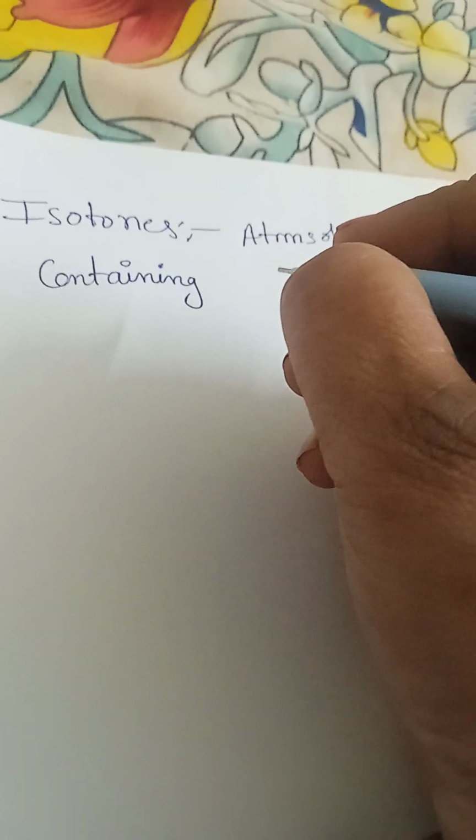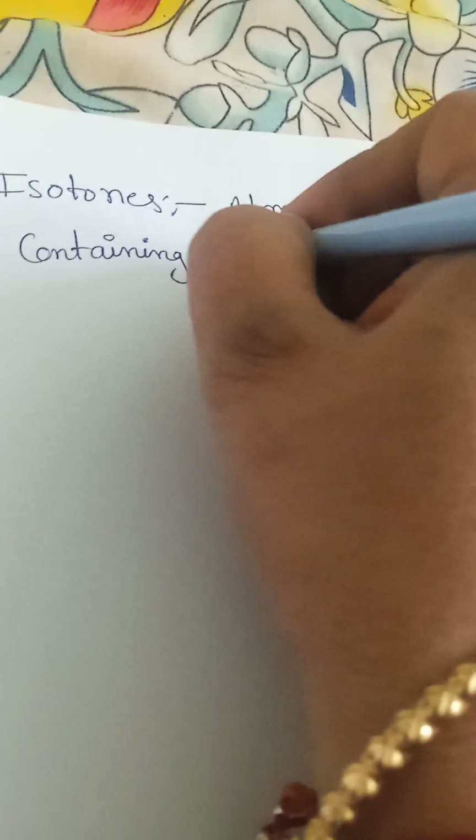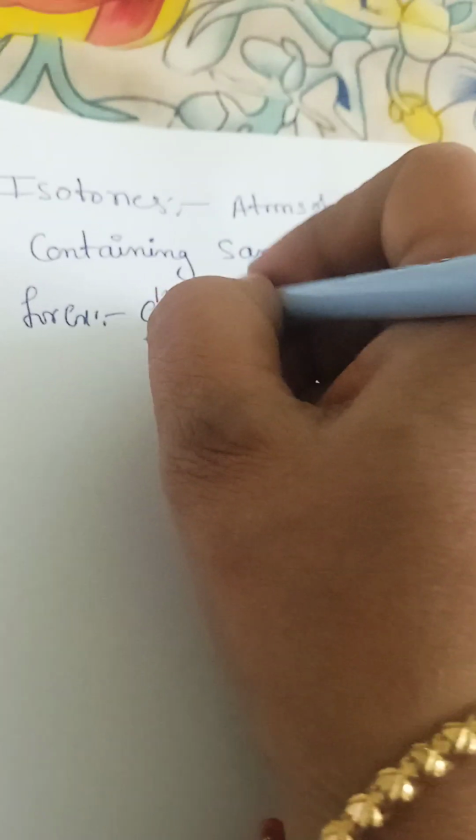Isotones. Isotones are the atoms of different elements containing atoms of different elements containing same number of neutrons. For example, carbon-14 (6C14), nitrogen-15 (7N15), oxygen-16 (8O16).